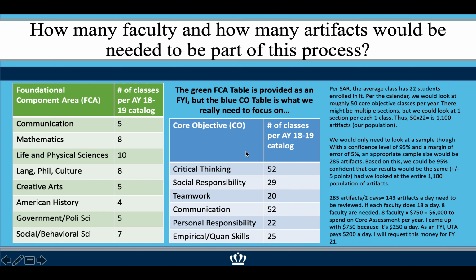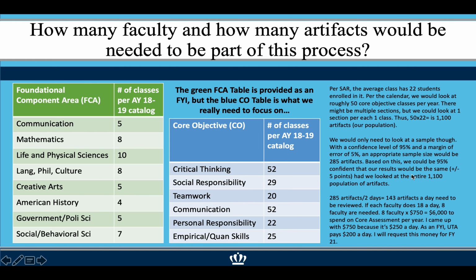And so critical thinking is in every single foundational component area. So it's in 52 classes. Social responsibility is in 29, teamwork 20, communication 52, personal responsibility 22, empirical quantitative skills 25. So these are the number of classes per core objective. While these are the number of classes per FCA, these are the number of classes per core objective. And remember that the assessment is around the core objective.